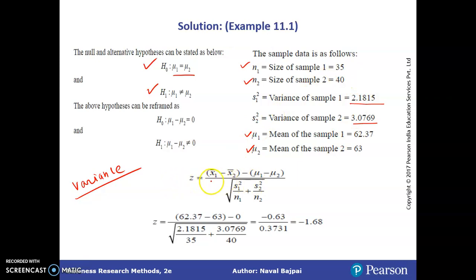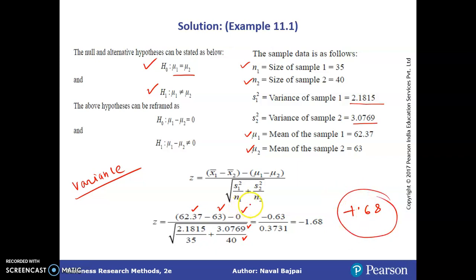Now plug in this formula. So x1 bar is this one, x2 bar is this one. x1 bar is the mean value for sample A, brand A, and x2 bar is the mean value for brand B. And this value, by default, as I told you earlier, will be 0. And plug in the other values. For example, here we have plugged in the variance for sample A, sample size, variance for sample 2, sample size, and then solving we get this value, minus 1.68.